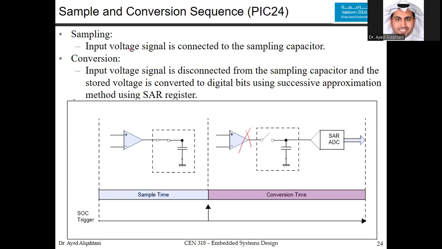In the sampling, the input voltage signal is connected to the capacitor, and in the conversion, the input voltage signal is disconnected from the sampling capacitor, and the stored value in the capacitor is converted to a digital bit using the successive approximation method, or the SAR. That's the idea of the sample and conversion. Sometimes we call this sample and hold.